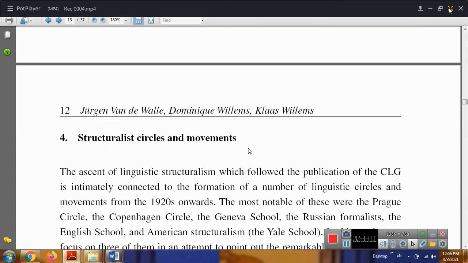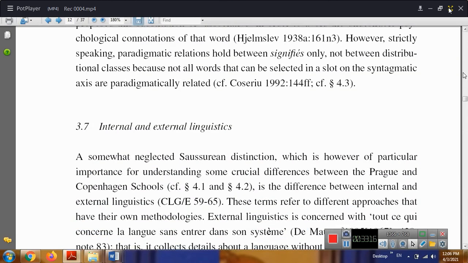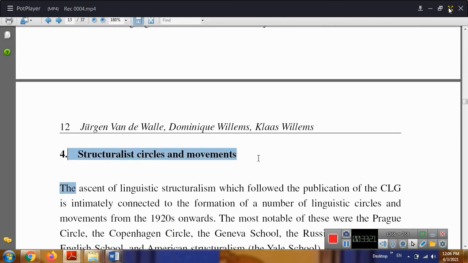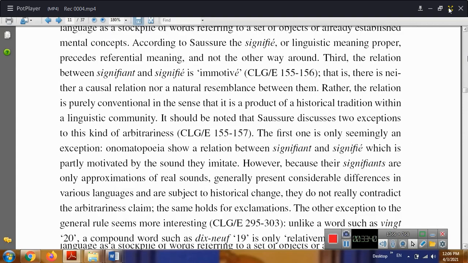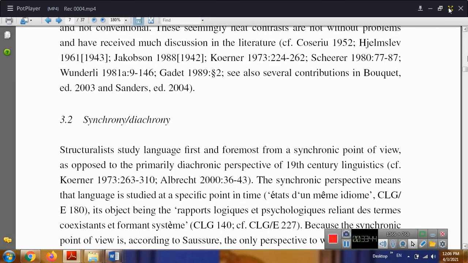Another school is the structuralist circles and movement. I think it is enough for this session to cover the structuralist circles and movement. I want to give you the important part, the important matter of this session. Okay, I want to review the matter again.